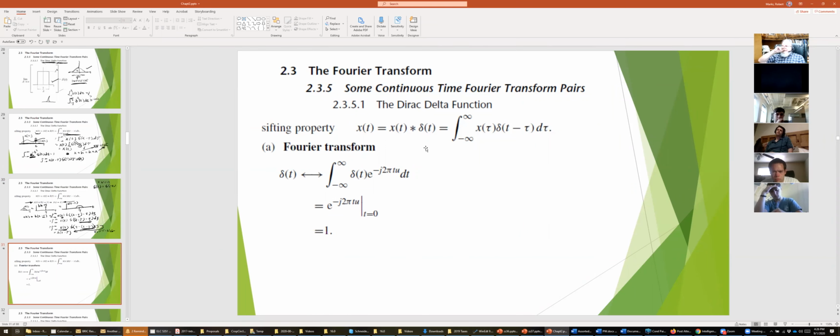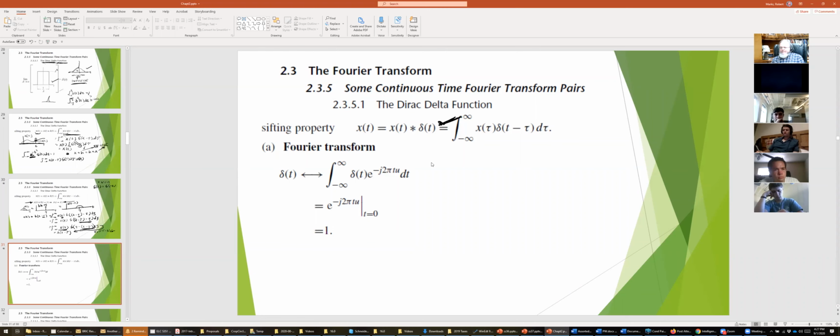A cool thing about the delta function is that it has a Fourier transform of 1. In fact, this is very interesting: the sifting property can be written this way. That's the sifting property of the Dirac delta. Here's the interesting thing about the sifting property.